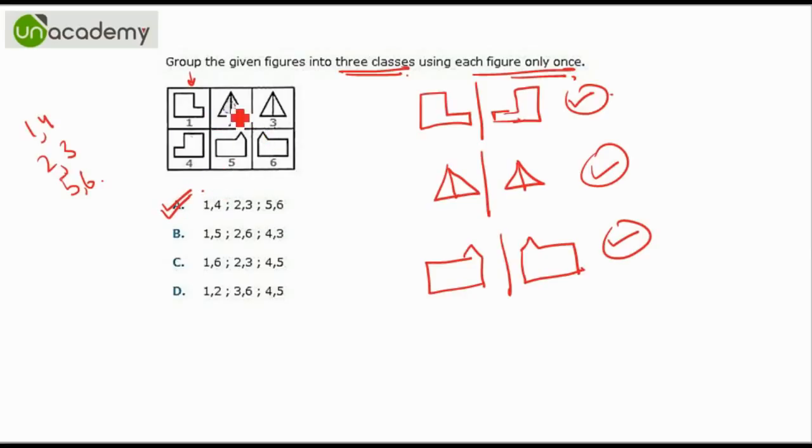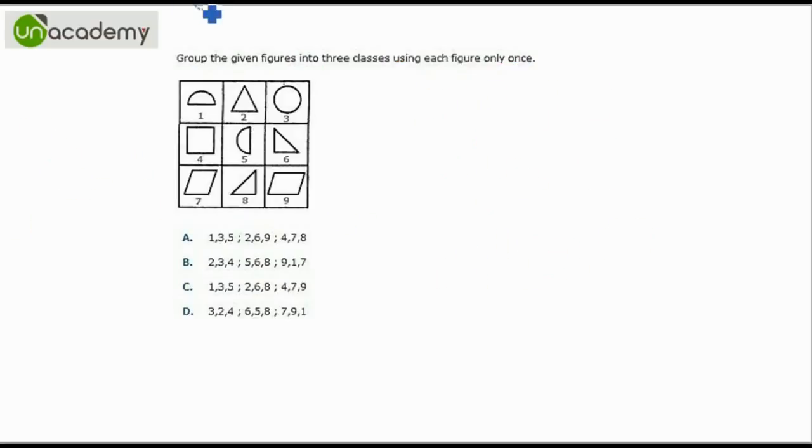So where we have less number of figures, instead of going column by column, you can just simply observe the options and then mark the answer according to that. Let us see one more example. Okay, so here we see that there are some curved faces, some triangles and some trapeziums, and not trapezium, rhombus and squares. So let us see.